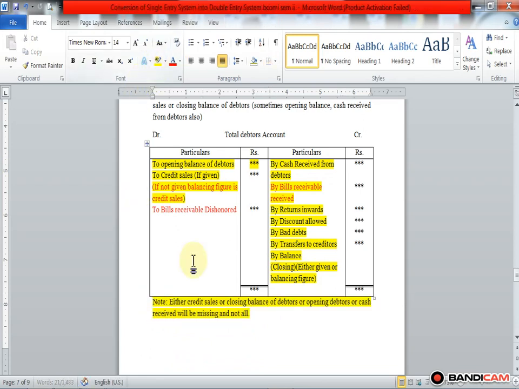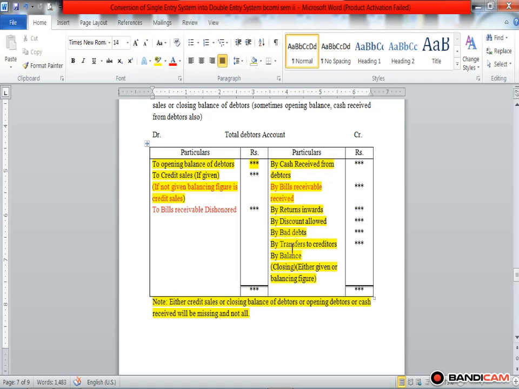Here remember this note says that either credit sales, closing balance of debtors, opening debtors or cash received will be missing, and not all. It means only one item is missing. All items given here are not missing. That missing item should be found with the help of preparing the working note of total debtors account. So remember where to transfer the transactions related to debtors account and make the journal entry.